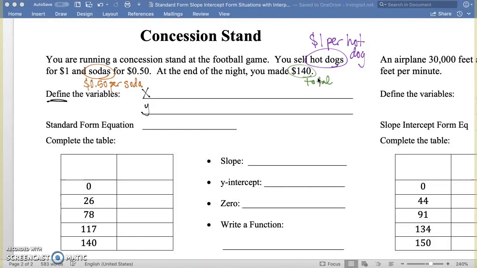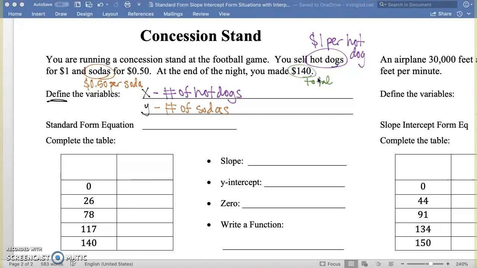So X and Y represent the two quantities in the problem that we are selling. We could say that X represents the number of hot dogs, and we could say that Y represents the number of sodas. Now, in actuality, it doesn't matter. We could flip it. X could be the sodas, Y could be the hot dogs, but this is just the way that I'm writing it because hot dogs are listed first.